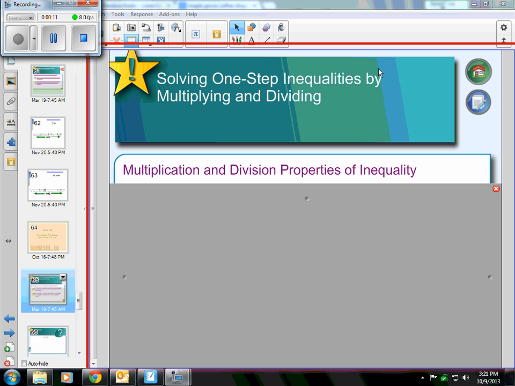Alright, today we're going to be talking about solving one-step inequalities by multiplying and dividing. Today we're going to concentrate mostly on the multiplying.